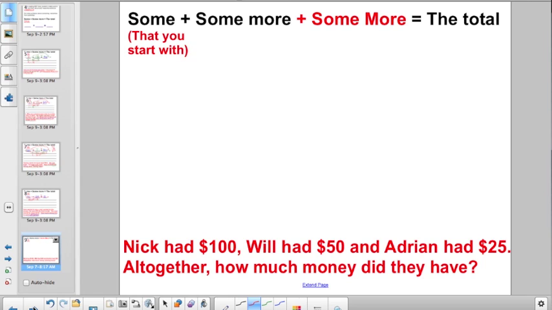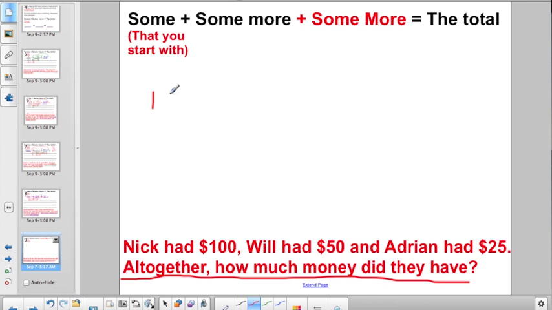Check out this one, because it's going to show up, I don't think today, but in a while. So far, every problem was sum that you start with plus some more equals a total. Well, let's think about this logically. Sum plus some more is also going to give you a total, right? Take a look here. Nick had $100, Will had $50, and Adrian had $25. And they're asking you to find all together how much money did they have?